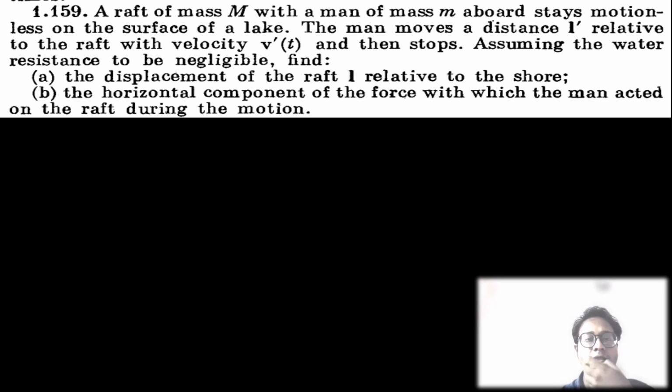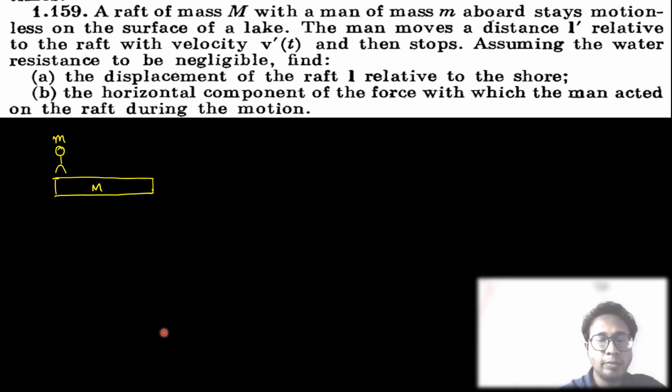Now this question uses the concept of conservation of momentum, center of mass. See what the question actually says. There is a boat or a plank of mass M and there is a human of mass small m. The length of the plank is L. Now they are motionless, meaning neither of them is moving.